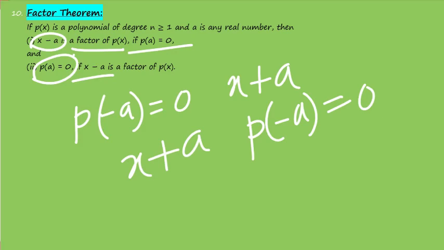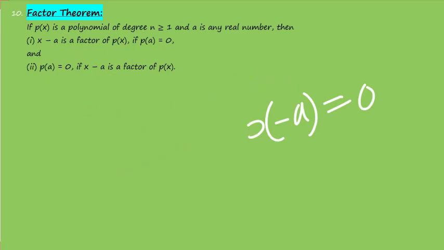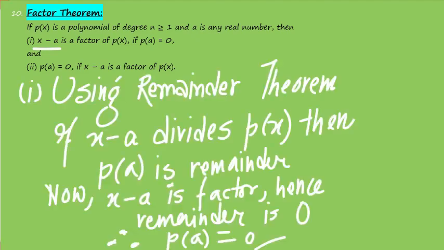And the proof I have already told you only, that is enough. Whatever I have told you, that if using the remainder theorem, what do we have? That if x minus a is a factor, let me pause it and write it all. So the first part of the factor theorem, what does it say? That if x minus a is a factor of p(x), then p(a) should be 0. That is, if p(a) is 0, only then x minus a is a factor.